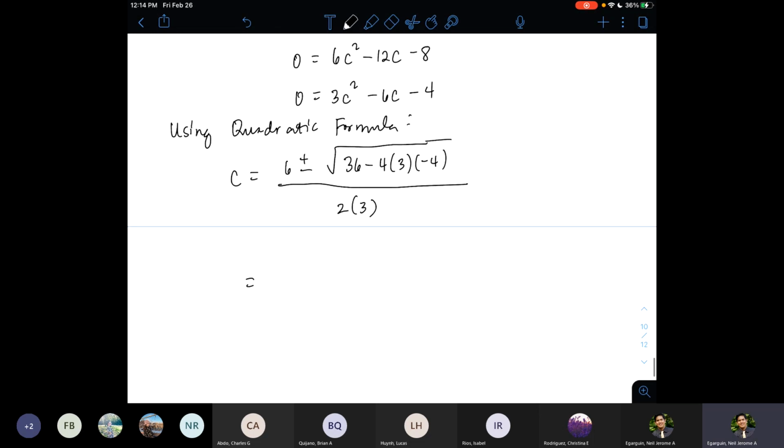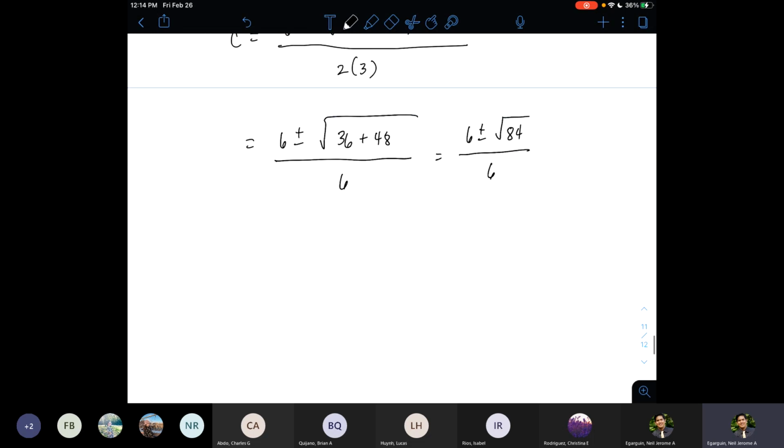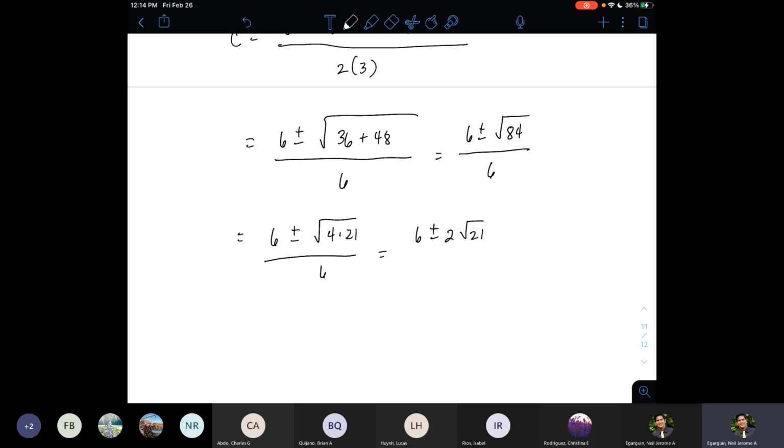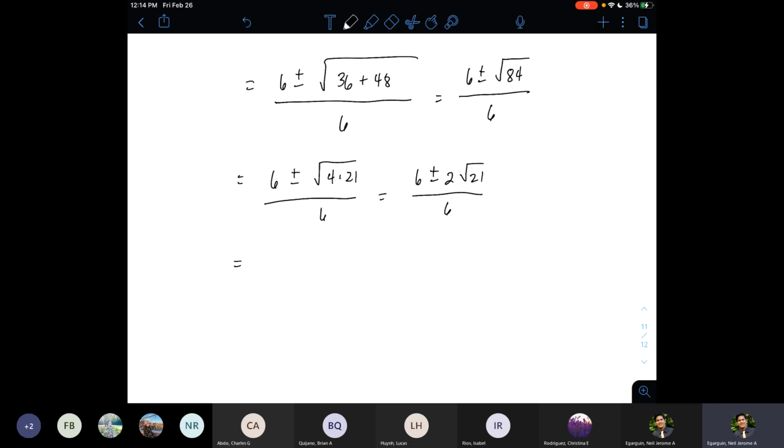Okay, then I'll simplify. This would be 6 plus or minus root of 36 plus 48 over 6. So this would be 6 plus or minus root 84 over 6. And then 84 can be rewritten as 4 times 21. And then I can take 4 out of the square root. So I'll have 6 plus or minus 2 root 21 over 6. And then divide both terms by 6. I'll have 1 plus or minus root of 21 over 3.